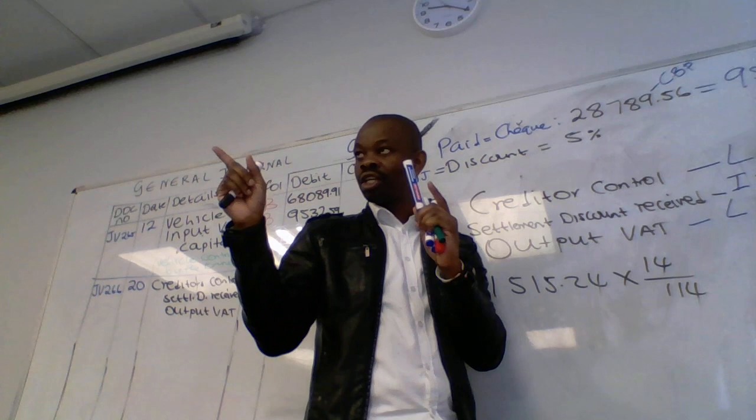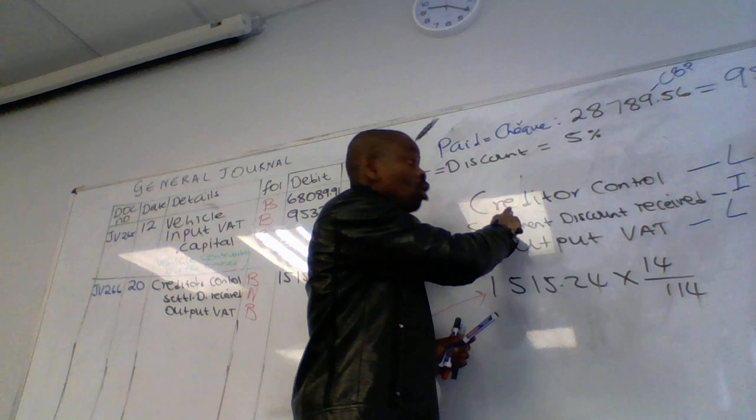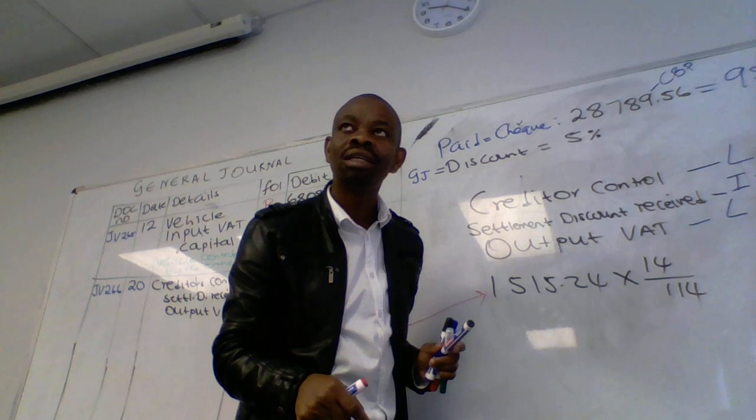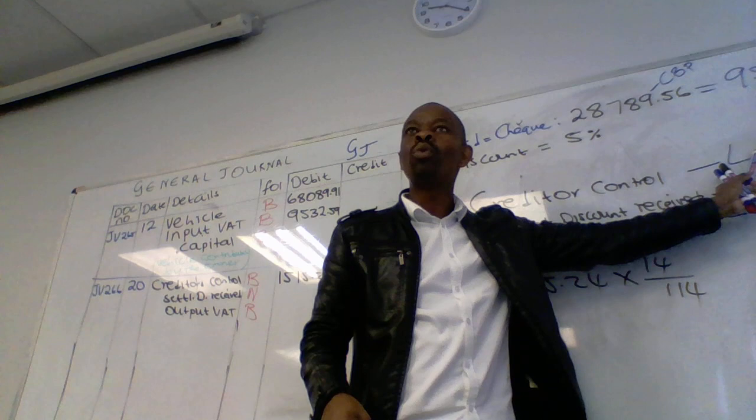This is what you owe. When they give you the discount, do you owe the same amount? No. So you owe less. That's why the arrow is going. And where do liabilities decrease? On the debit side.